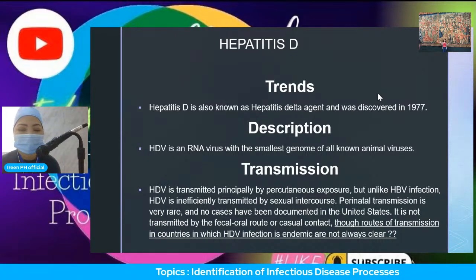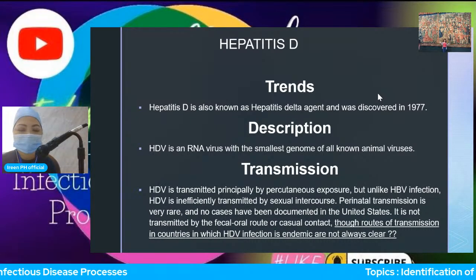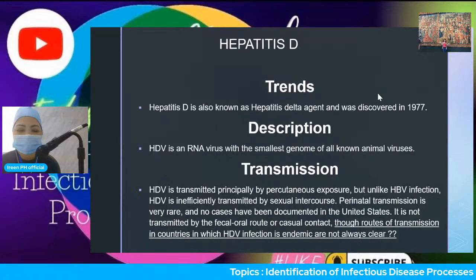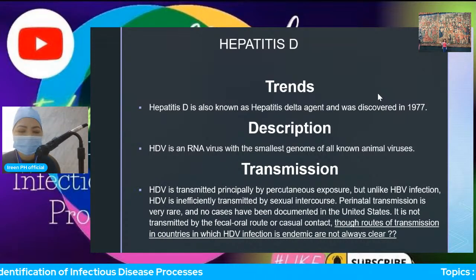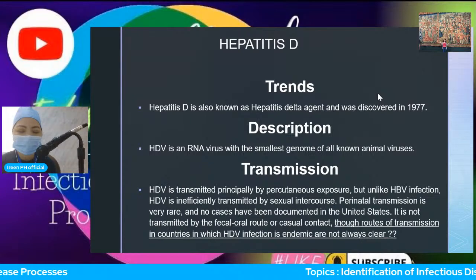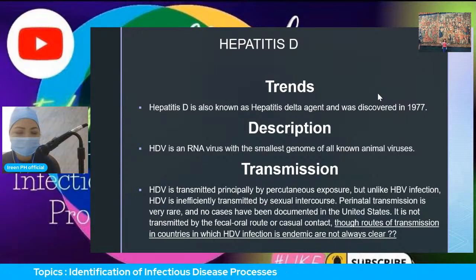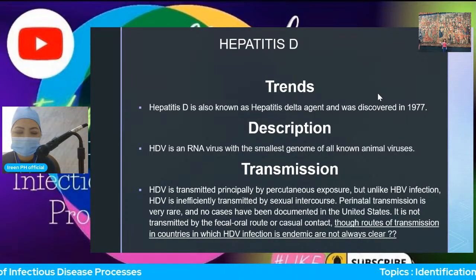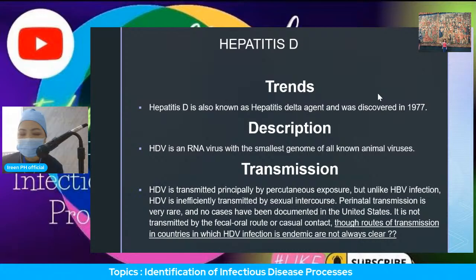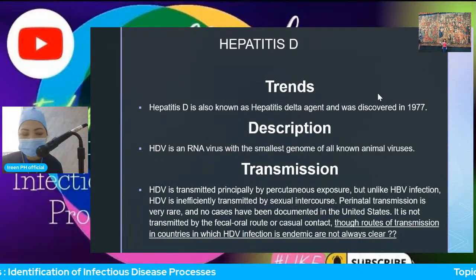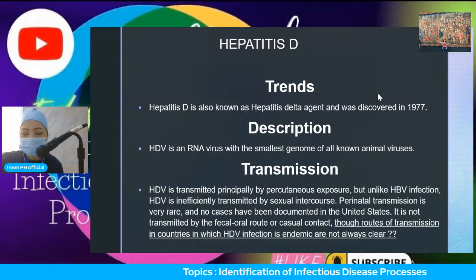Hepatitis D virus is an RNA virus with the smallest genome of all known animal viruses. Transmission: principally transmitted by percutaneous exposure, but unlike Hepatitis B virus infection, Hepatitis D virus is inefficiently transmitted by sexual intercourse. Perinatal transmission is very rare, and no cases have been documented in the United States. And it's not transmitted by the fecal-oral route. Fecal-oral route, this is your hepatitis A or casual contact. The routes of transmission in countries in which hepatitis D virus infection is endemic are not always clear.